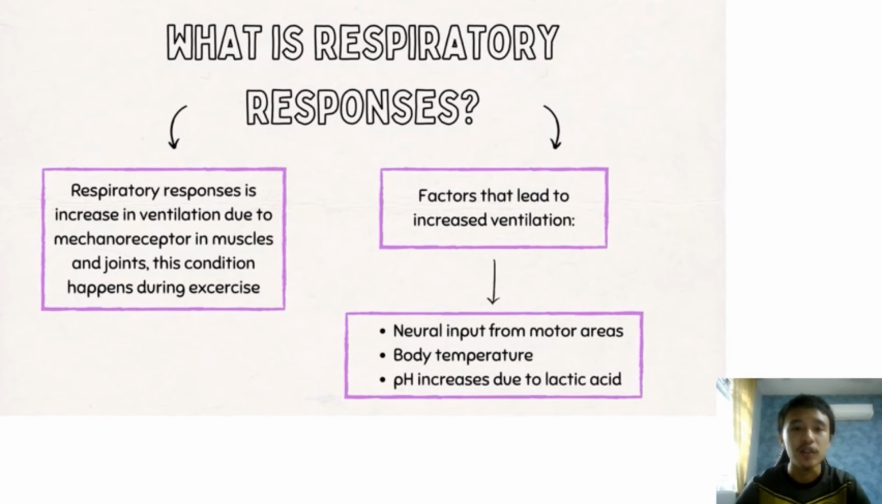So the next slide is about respiratory responses. Respiratory response is an increase in ventilation due to mechanoreceptors in our muscles and joints. This condition happens during exercise. During recovery, ventilation decreases due to cessation of movement, and in prolonged exercise, it will lead to an increase in carbon dioxide production and also hydrogen ions.